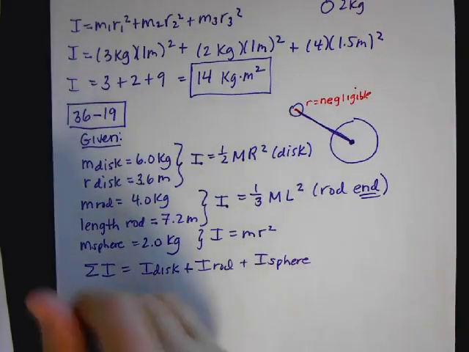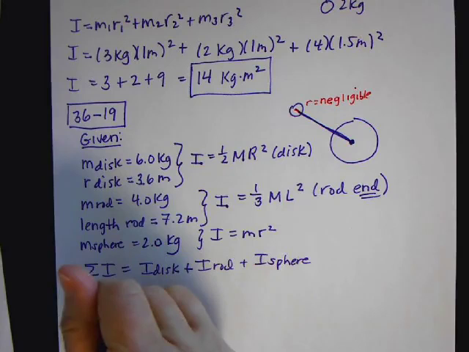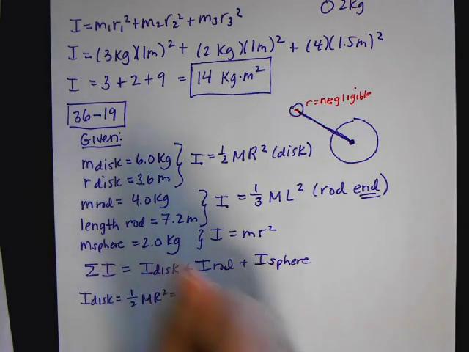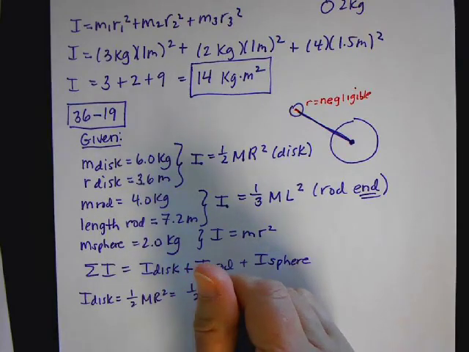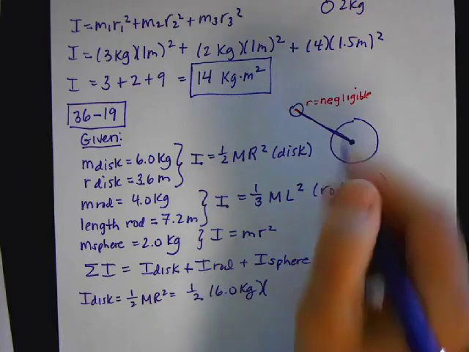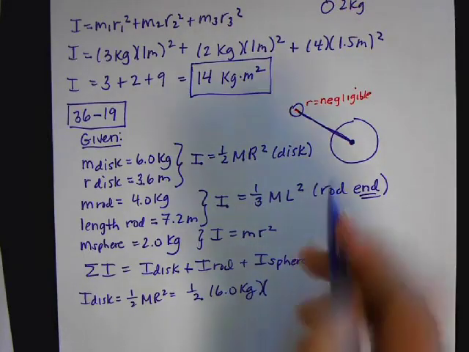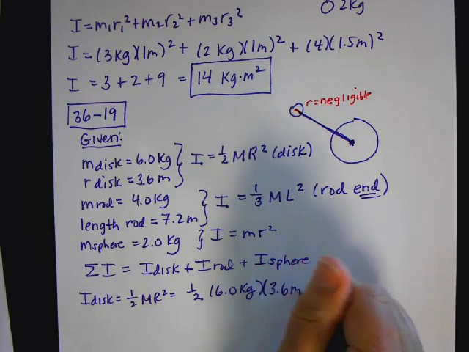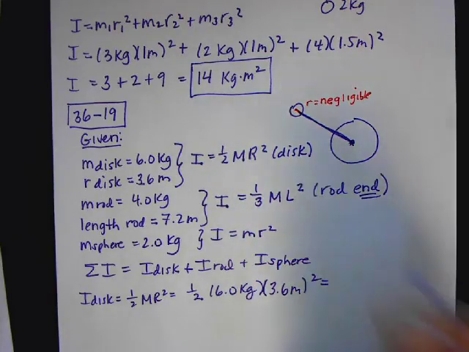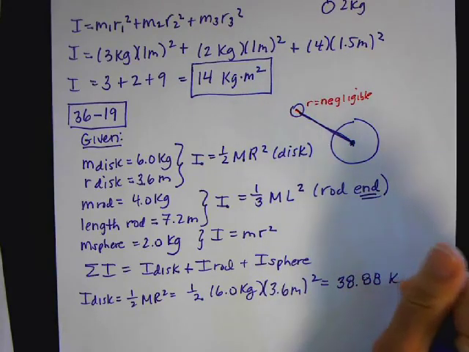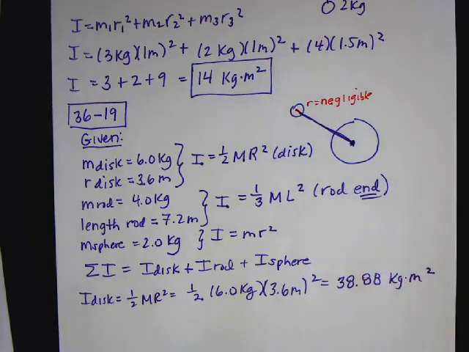So I would first start with the disk and say I of the disk is equal to 1/2 mr squared. So it's 1/2 the mass, which is 6, times the radius, which is, and again, this is my axis in the middle, 3.6 meters squared. So the moment of inertia of the disk is 38.88. Now I'll do the rod.